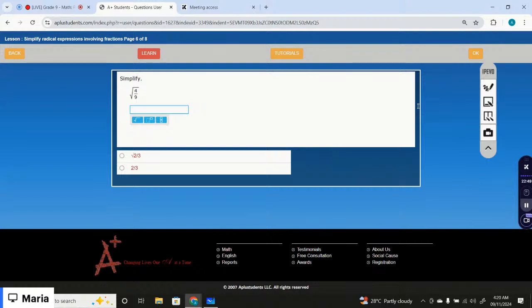Square root 4 over 9, so which is the correct option? That is 2 over 3. Option number 2 is the correct option, right? Okay, you can complete the lesson by yourself later today. Let me just move on to the next lesson.